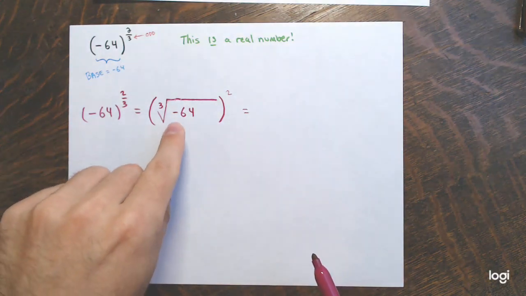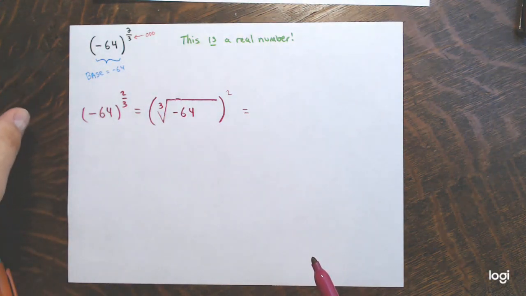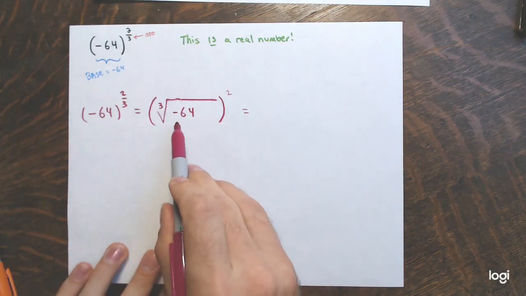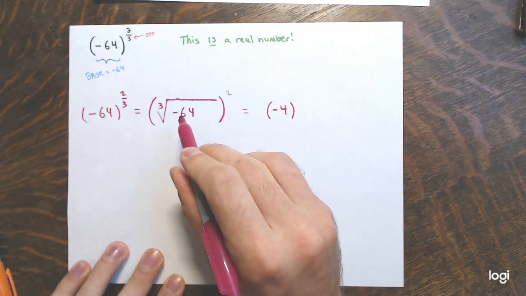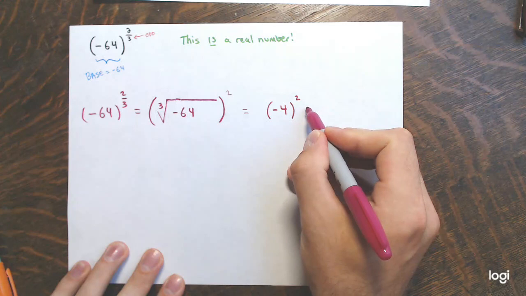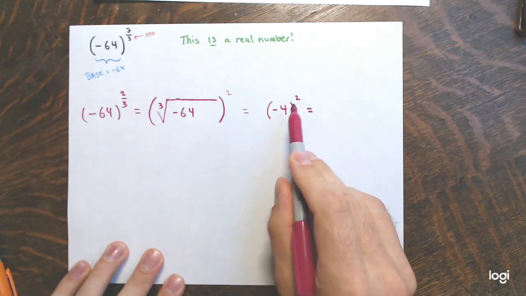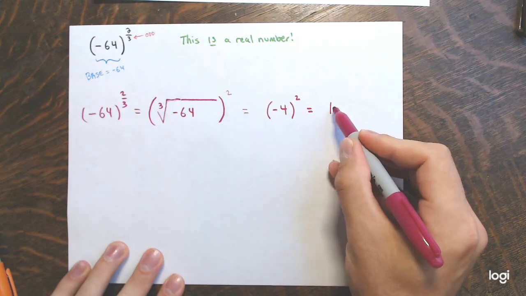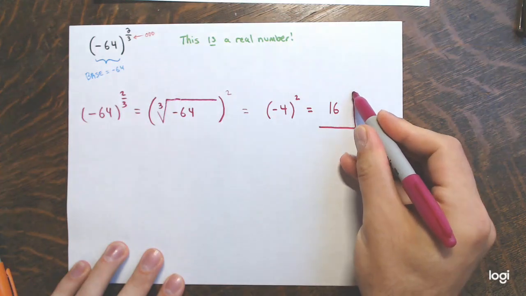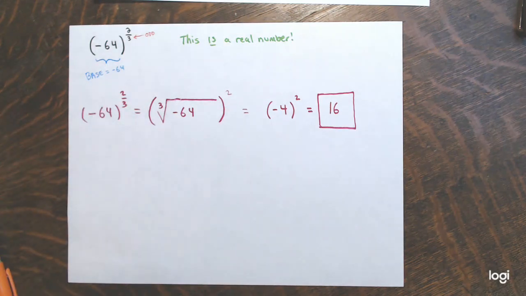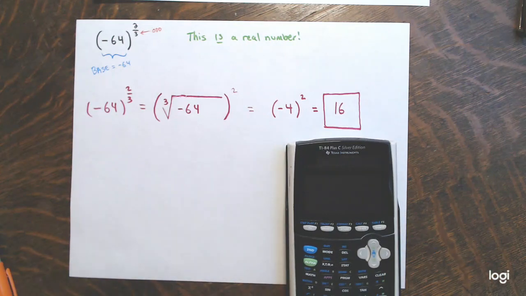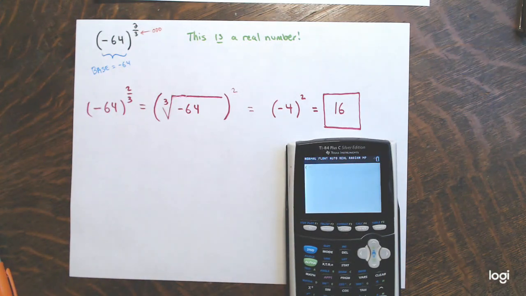What is the cube root of -64? What number to the third power would give me -64? That'd be -4. -4 to the third is -64, and then we're squaring this. What is -4 squared? That's -4 times -4, positive 16. So the value of -64 to the 2/3 is positive 16. Let me double check that here. Parentheses, -64 raised to the positive 2/3 power, positive 16. Fantastic.